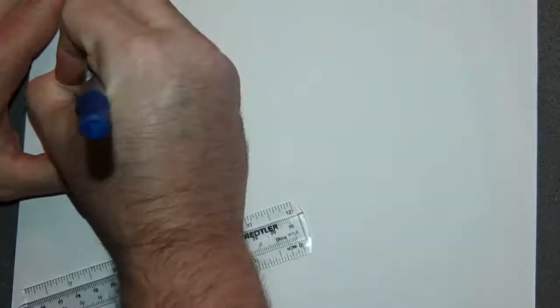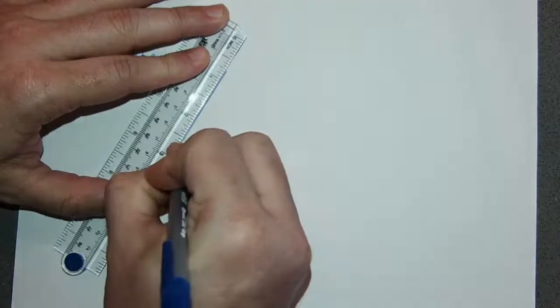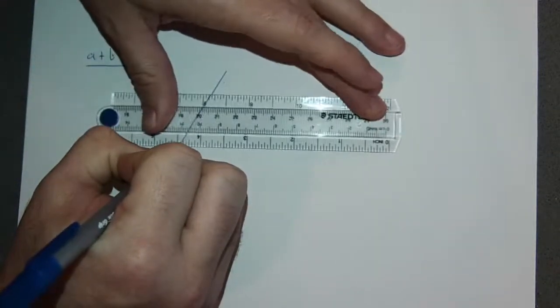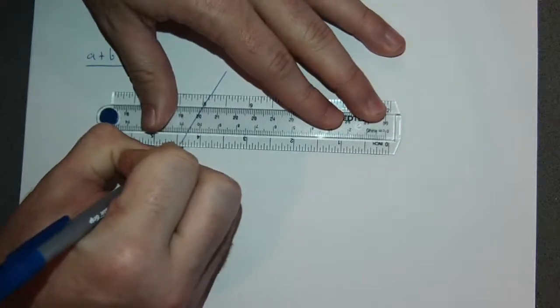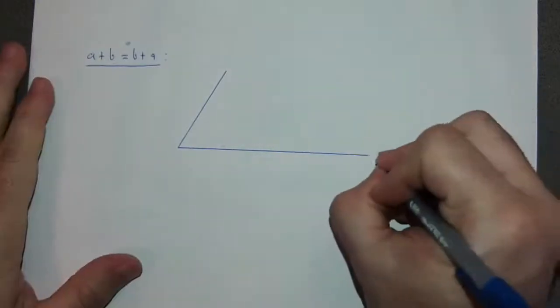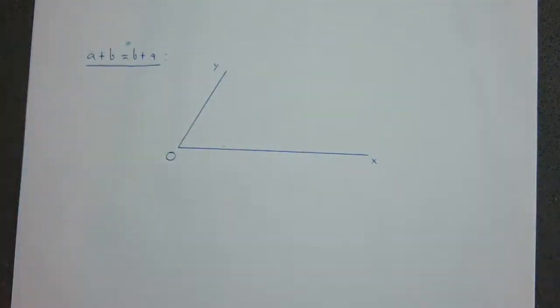So let's do a similar construction now for a plus b is equal to b plus a. So there's my y, here's my x-axis. So here's x, here's y. Here's their point of intersection, which I'm calling O.